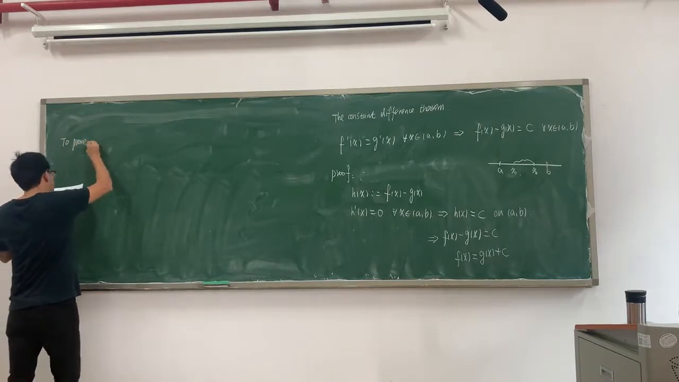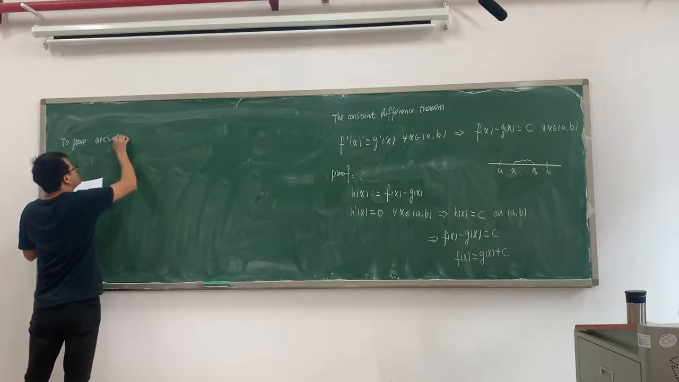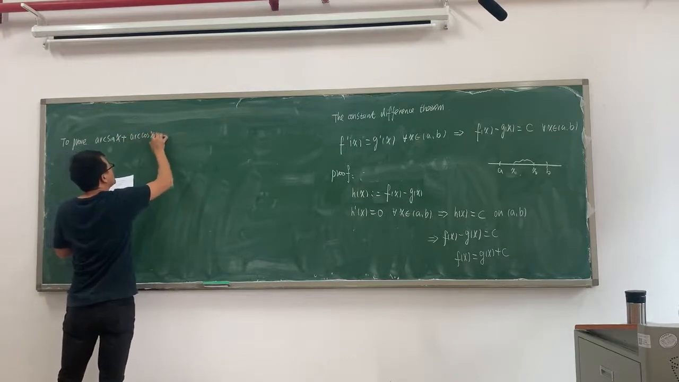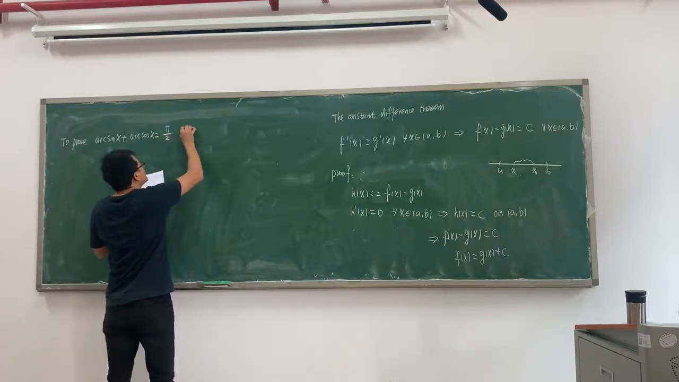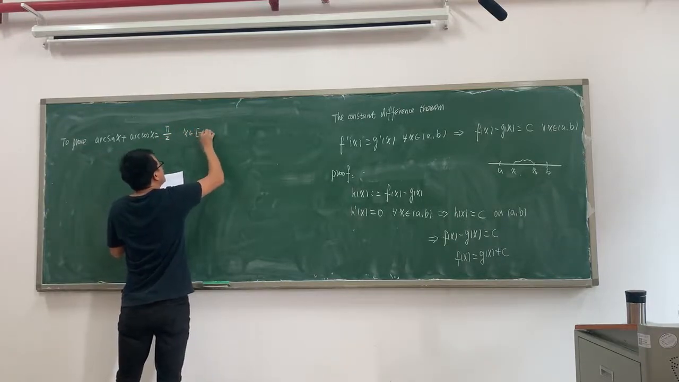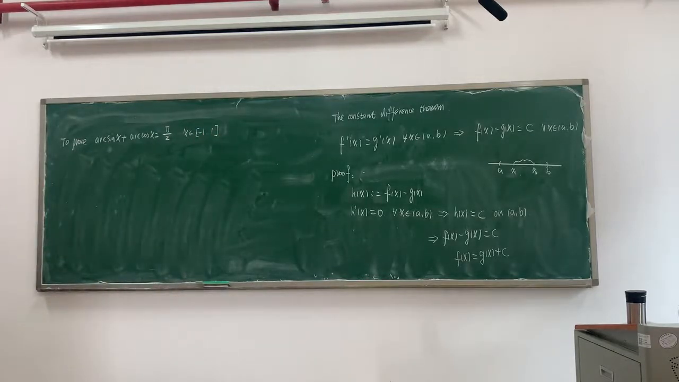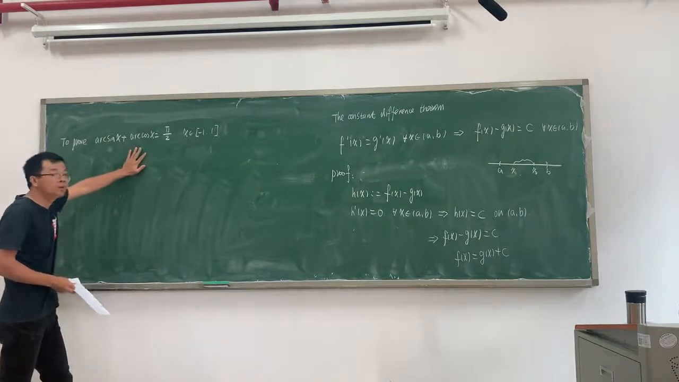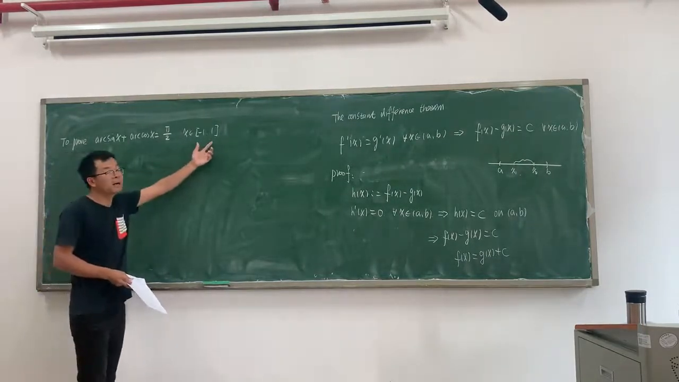To prove arcsin x plus arccos x equal to 1/2 pi when x belongs to -1 to 1. Okay, -1 to 1. So here, to prove arcsin plus arccos equal to 1/2 pi, okay, x belongs to minus 1 to 1.